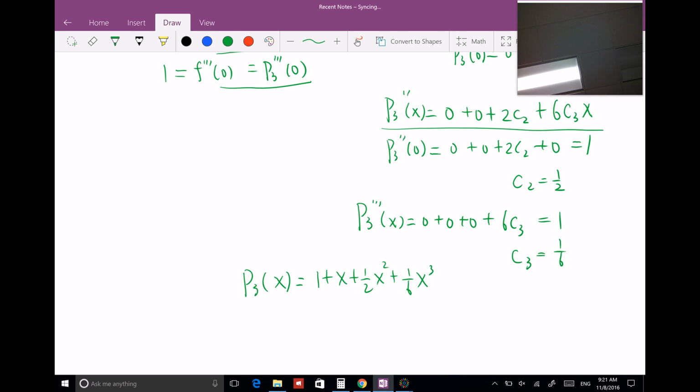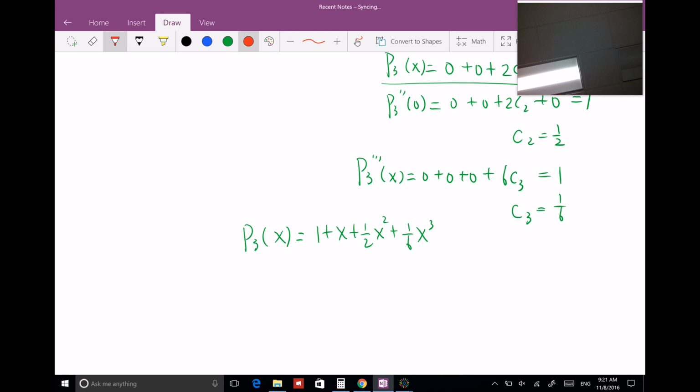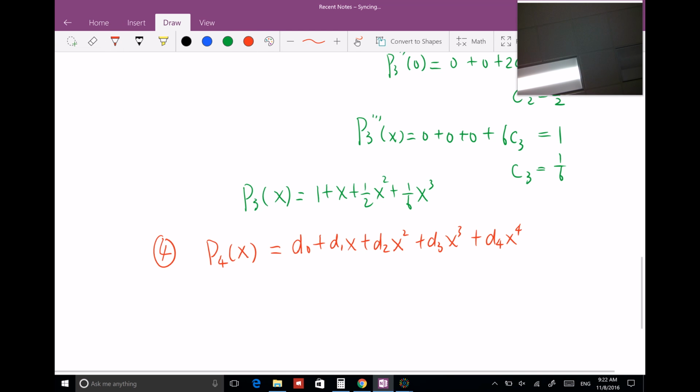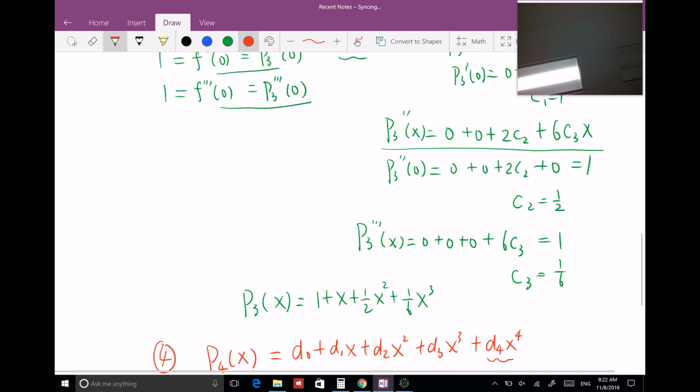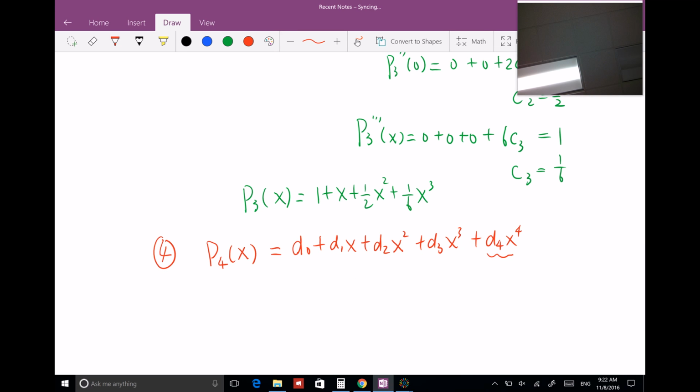I will draw all the pictures together. We will do one more. So the last one, I want to try one more, P4(x), to approximate. Let's say D0 plus D1x plus D2x squared plus D3x cubed plus D4x to the power 4. I would like you to find D0, D1, D2, D3, D4. See if you can finish that. You actually only have to find D4, because the previous ones would be exactly the same. So can you find this P4?